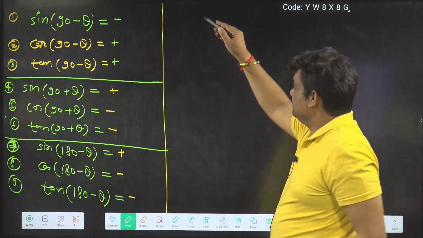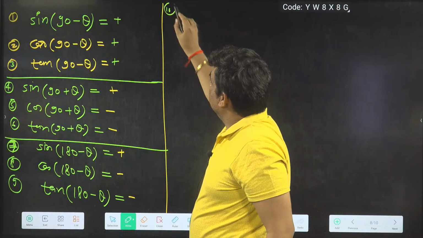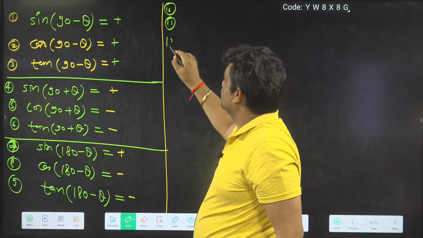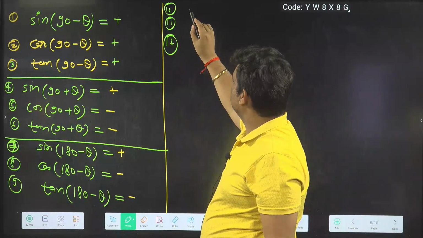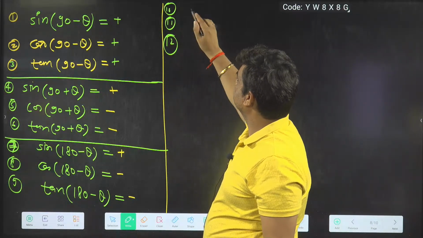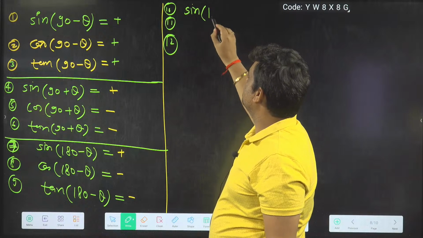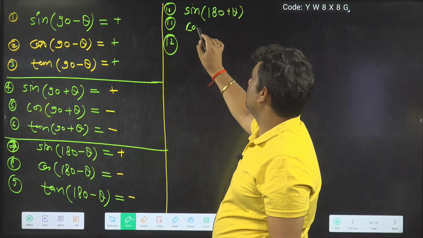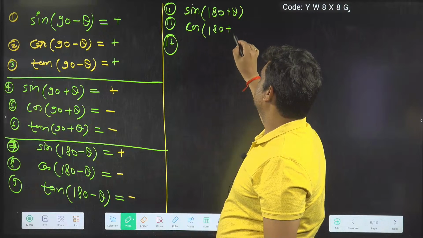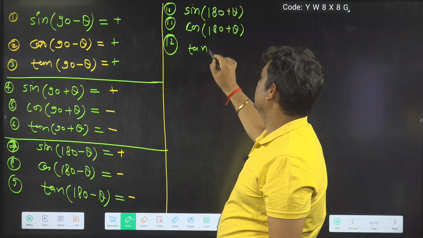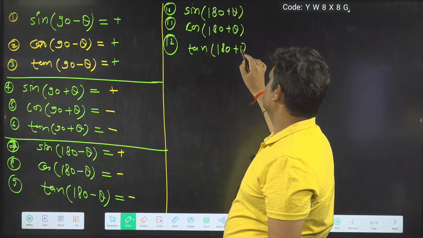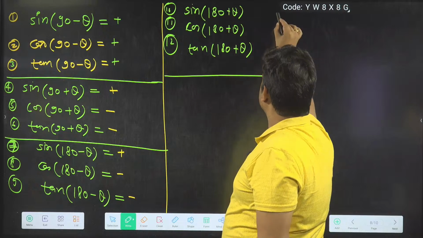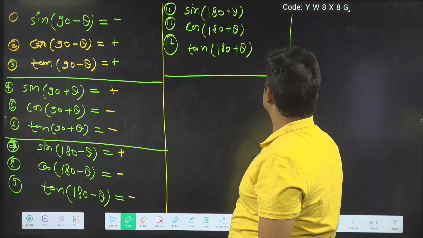Okay, now you will tell me, number 10, 11 and 12 also I will write quickly here. Next one is coming here: number 10, sine 180 plus theta. And then cos 180 plus theta. And then tan 180 plus theta. You have to quickly tell for this also what will be positive and negative.